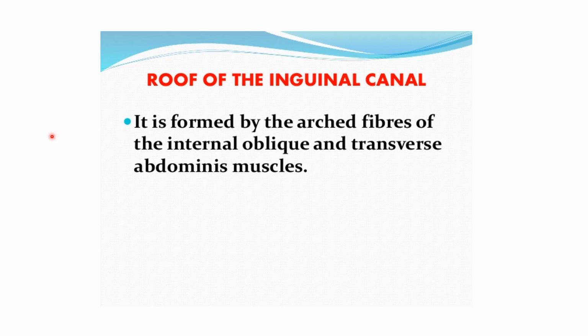The roof of the inguinal canal is formed by the arched fibers of the internal oblique and transversus abdominis muscles. These muscles of the anterior abdominal wall will be arching over the inguinal canal and forming its roof, and they will go backwards and combine together to form a common tendon known as the conjoined tendon, that is inserted on the pubic crest and pectineal line, and that will reinforce the posterior wall in its medial 2/3.